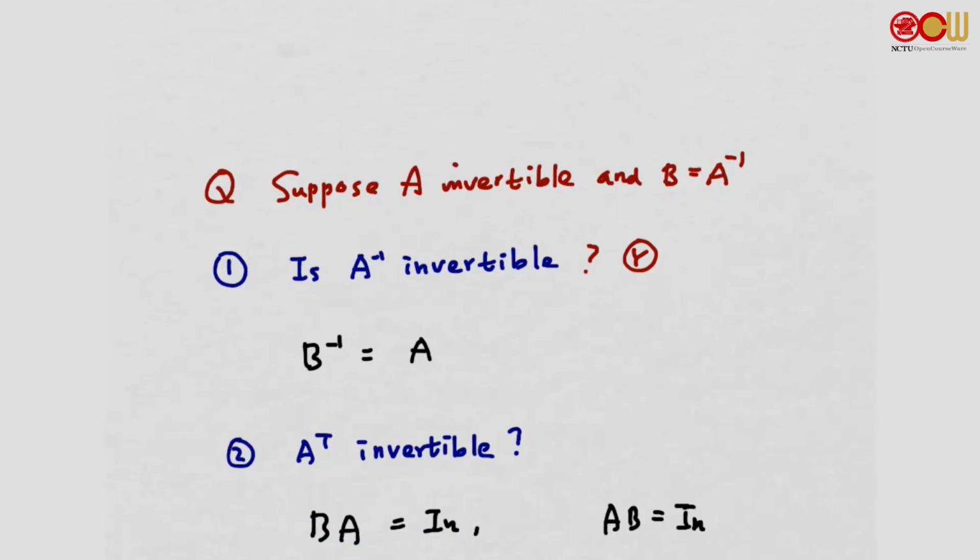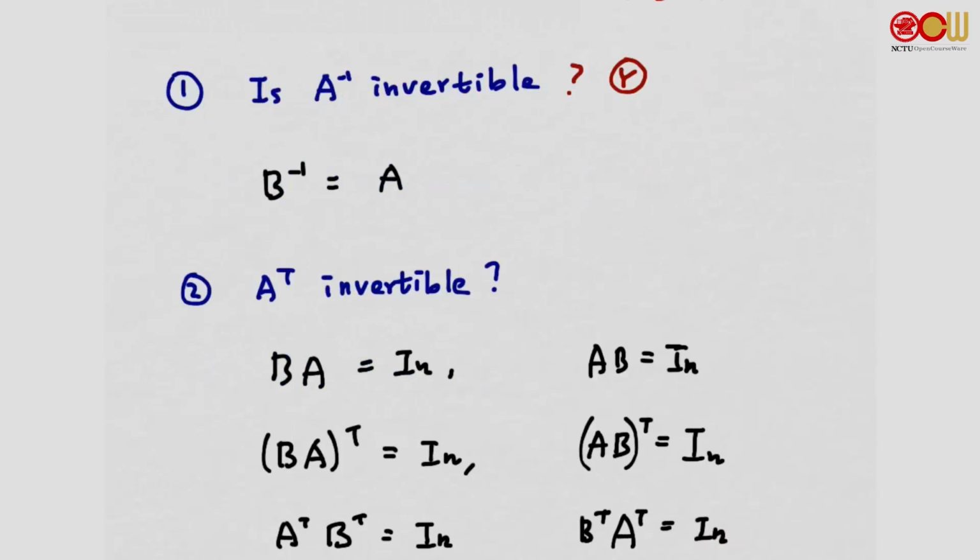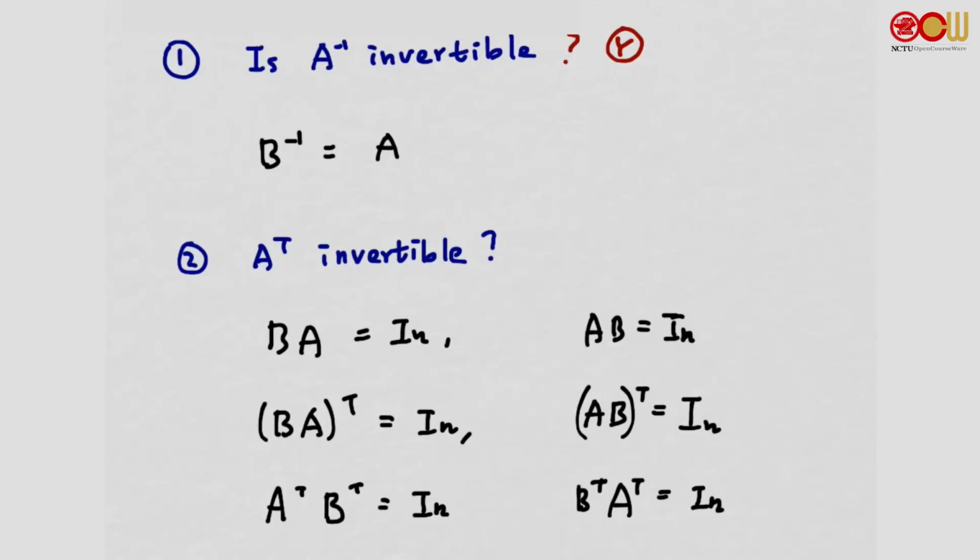By definition, BA is the identity matrix and AB is also the identity matrix, right? Now let's take transpose. For this one, (BA) transpose is the same as identity transpose. That would give us the same identity matrix. And (AB) transpose is also the same as the identity matrix. The transpose of BA is B transpose and A transpose. Similarly, the transpose of AB is B transpose A transpose.